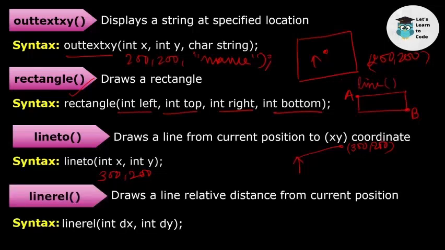Now the next method is the line rel method. This will draw a line from the current mouse pointer position up to a certain distance. Now suppose you want a line from your current mouse pointer position up to a distance of 100 units along the x and 100 units along the y. Then the line rel method will calculate 100 units along the x-axis and 100 units along the y-axis. So the common point, that is this point, will be the new point, and a line from the current position to this point will be drawn.